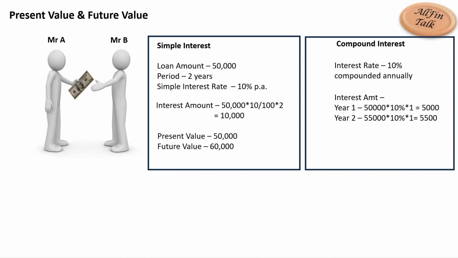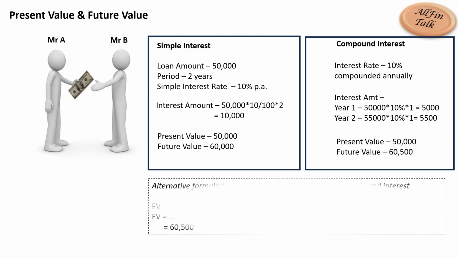For example, using the same numbers as in our example for simple interest, for year 1, the interest amount using the compound interest would be 50,000 into 10% into 1, which comes to 5,000. But for year 2, we'll add this 5,000 with the original principal amount of 50,000. So for year 2, the principal amount becomes 55,000. We'll calculate interest on this, which comes to 5,500. Hence, in case of compound interest, the present value, while being the same 50,000, the future value would be 60,500 because the interest amount has changed.